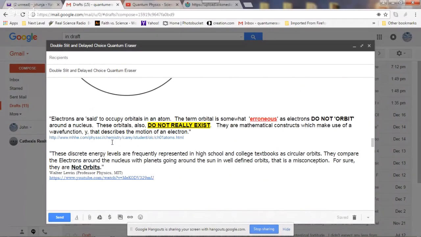We'll make it real clear, real quick, from the organic chemistry textbook. This is a university level textbook. Electrons are said to occupy orbitals in an atom. The term orbital is somewhat erroneous, as electrons do not orbit around the nucleus. These orbitals also do not really exist. They're only mathematical constructs.